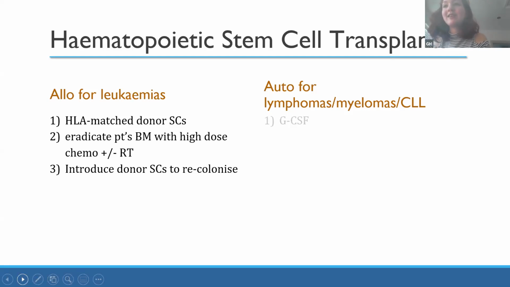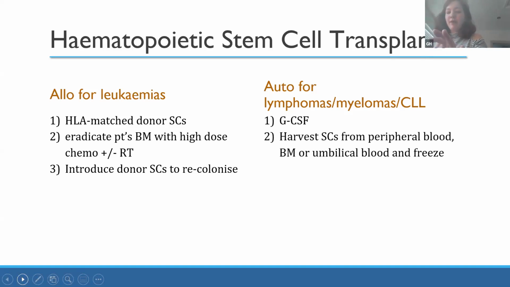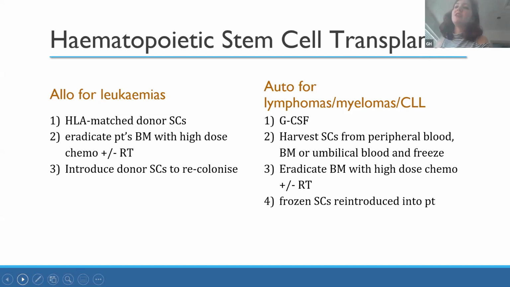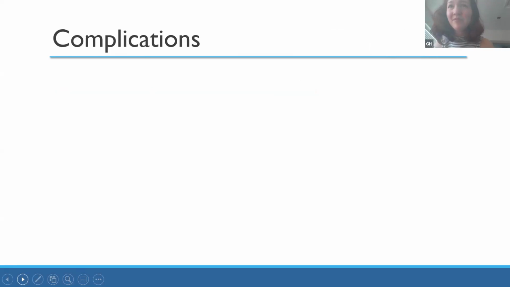Autos, it's coming from the patient. So you want to give the patient GCSF to make their bone marrow produce some more cells. Then you're harvesting them. Then you're doing the same thing of wiping out their bone marrow. And then you're giving them the stem cells packed and reintroducing them. Generally, people who have allografts look rotten when I see them on the ward. Autos, sometimes they still look a bit rotten, especially if they have complications, but they generally look quite well. Auto is definitely a lot less difficult on a person than allos.